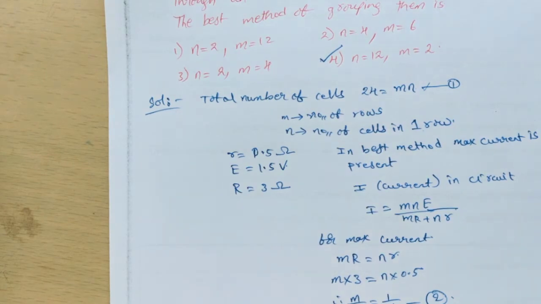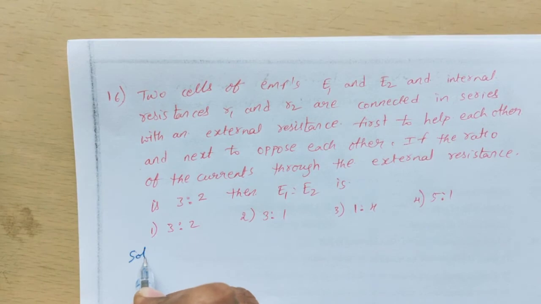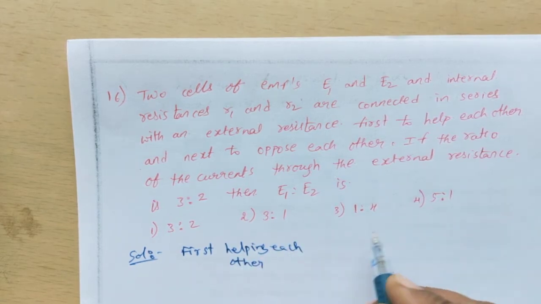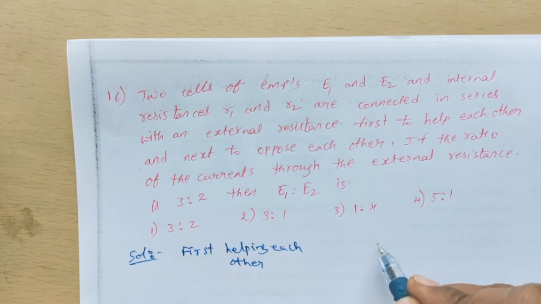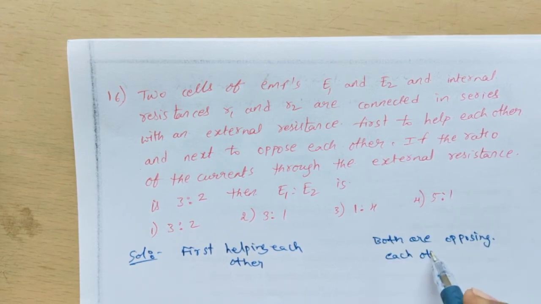Okay students, this is also one more simple problem for you. Two cells of EMFs E1 and E2 and internal resistances R1 and R2 are connected in series with an external resistance. In the first case they are helping each other. In the second case both are opposing each other. So what is the difference between these two?